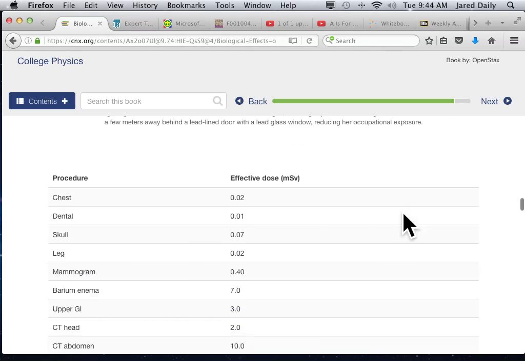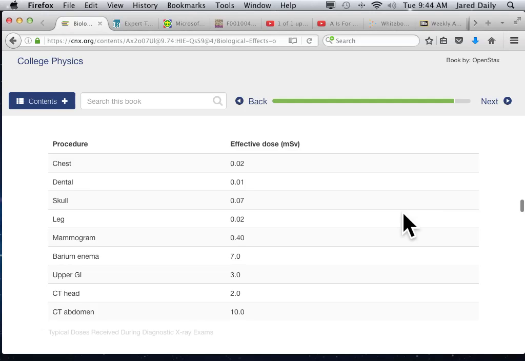Here they talk about different radiation doses that you're going to get in different medical procedures. Chest x-ray, 0.02 millisieverts. Dental x-ray, 0.01. It's even lower nowadays, and many of these are lower since the advent of digital x-rays. But you have skull, 0.07, leg, 0.02. Why would it be so much higher for a skull than it is for the chest x-ray?